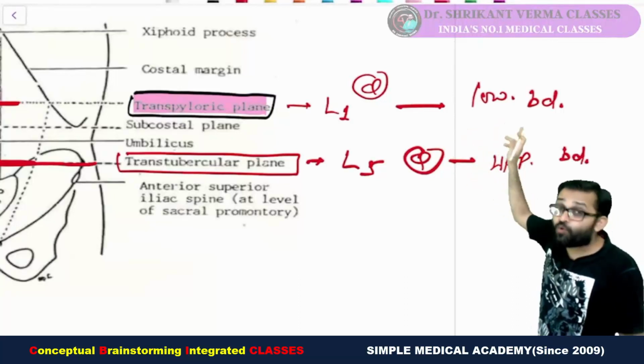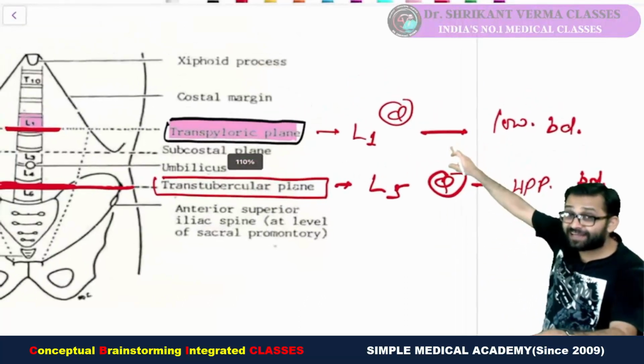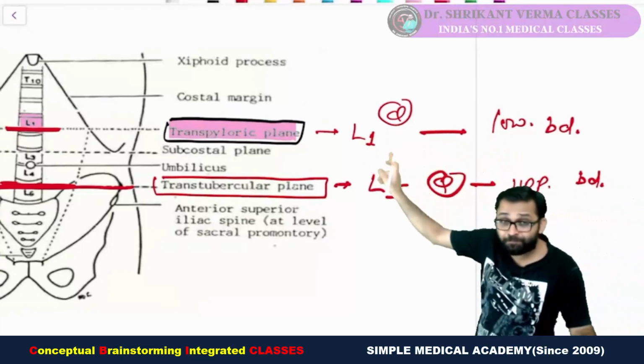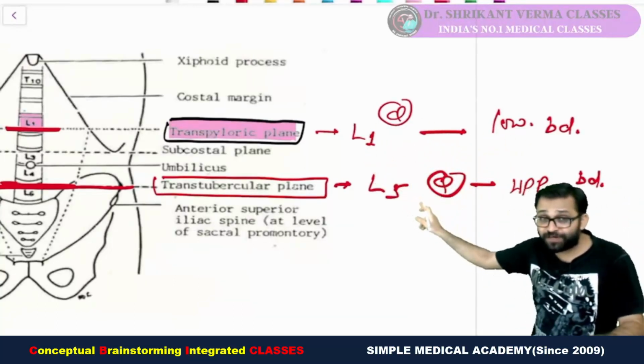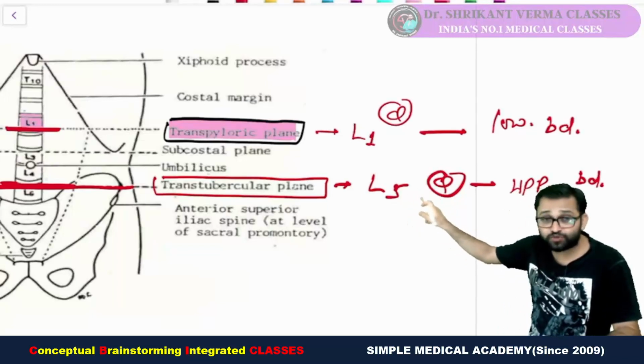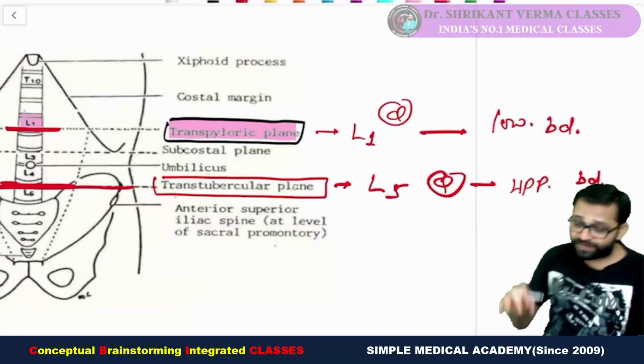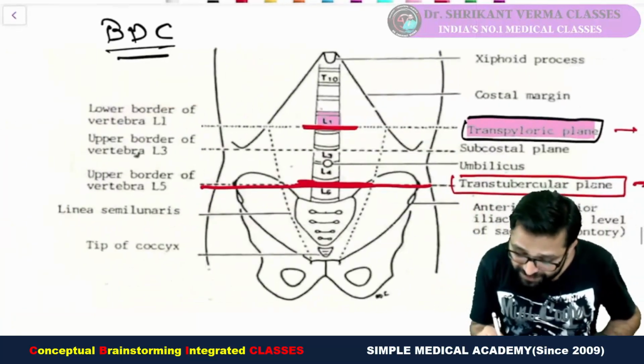We are improving. What you have to remember is the lower border of L1, यहां से जाता है पहला प्लेन, L1 पहला प्लेन. लास्ट प्लेन कौन है? ट्रांसट्यूबरकुलर. It is passing through the L5 part. Yes, it is passing through the upper border. Getting the point?